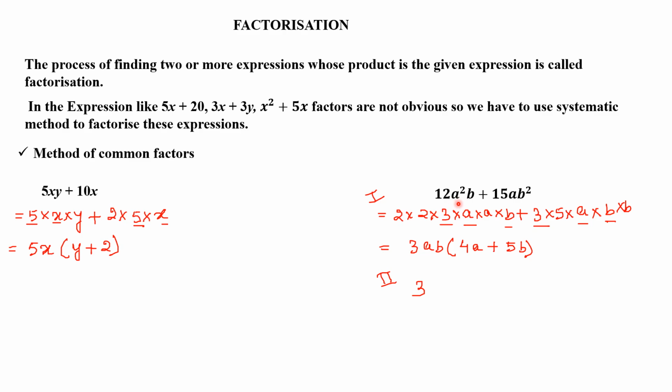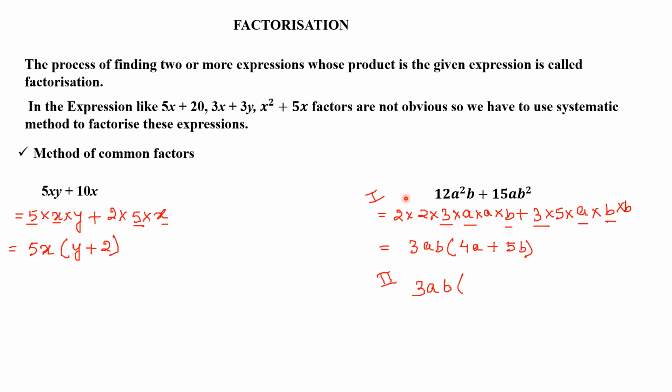If you take the variable a, here it is a square, here it is a. So the lowest power of a is 1. So the common factor of the variable a will be a only. Same way, the next variable is b, and the lowest power of b is 1 in the first term. So b is also a common factor. Now you have taken 3ab as common.